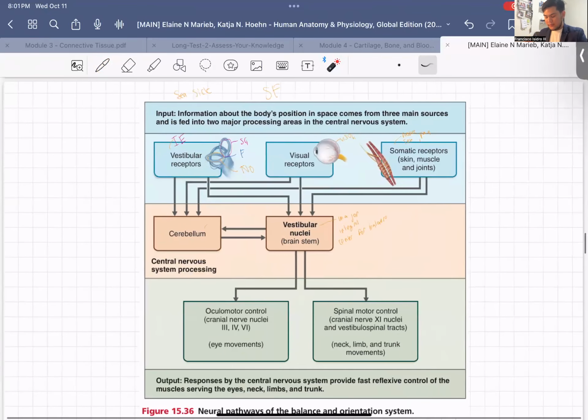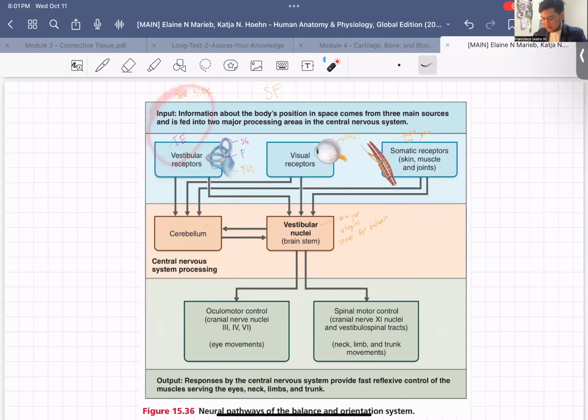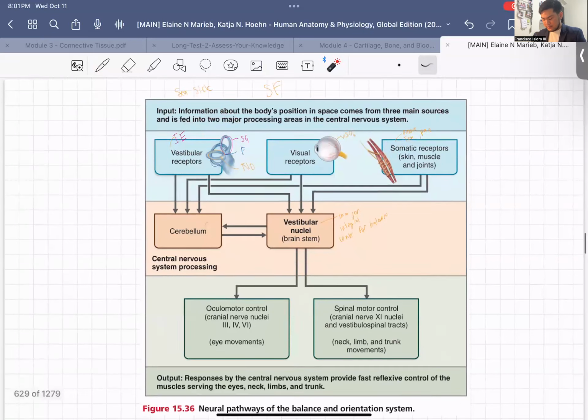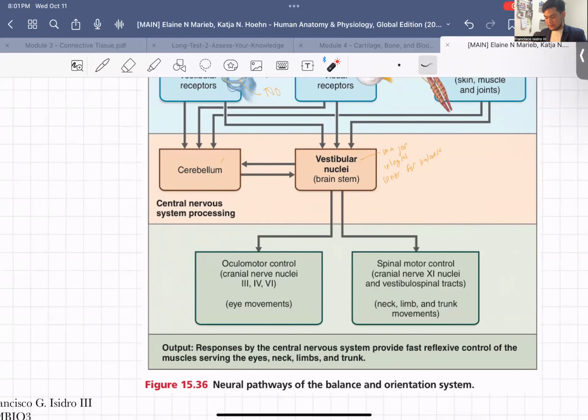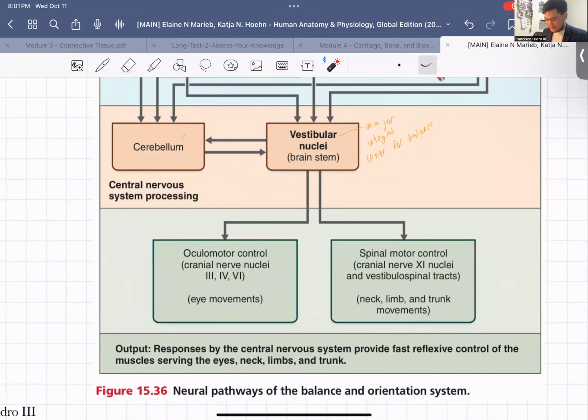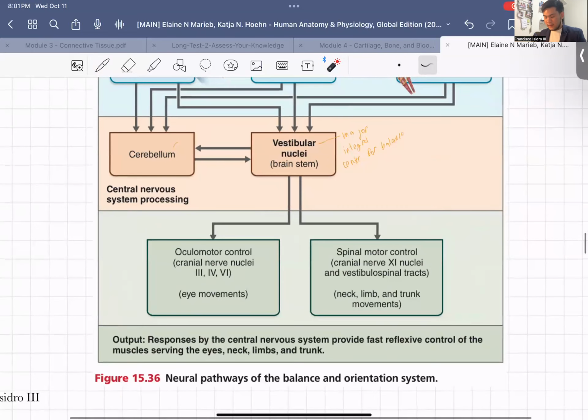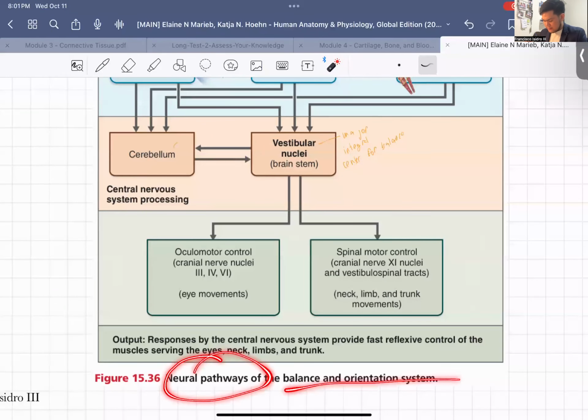So to wrap it up, we have here the input coming from several receptors that gathers the stimulus, which are then processed through the central nervous system processing of the cerebellum and the vestibular nuclei, which once they have processed this stimulus, they are sent as oculomotor control and spinal motor control for proper posture of the body and the eye. So that is how the neural pathway of the balance and orientation system of the body works. Thank you.